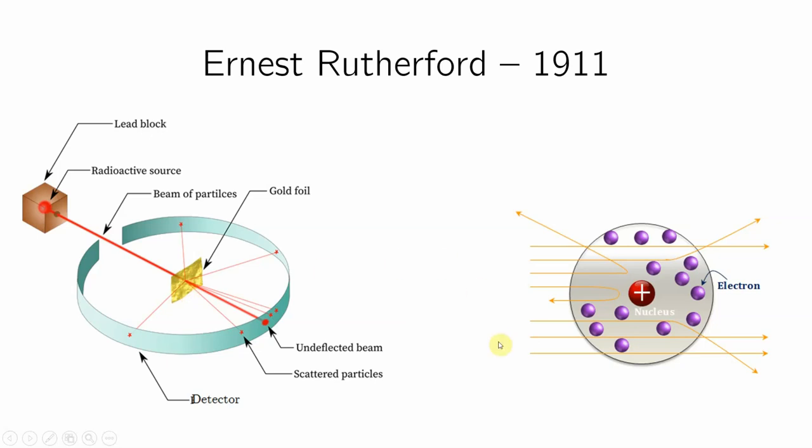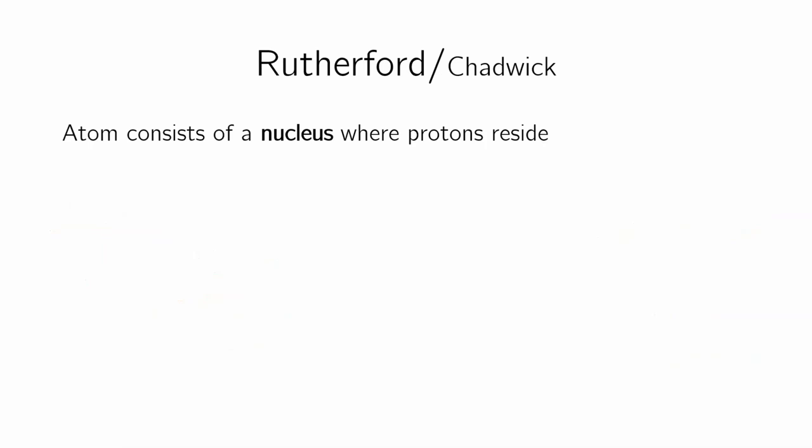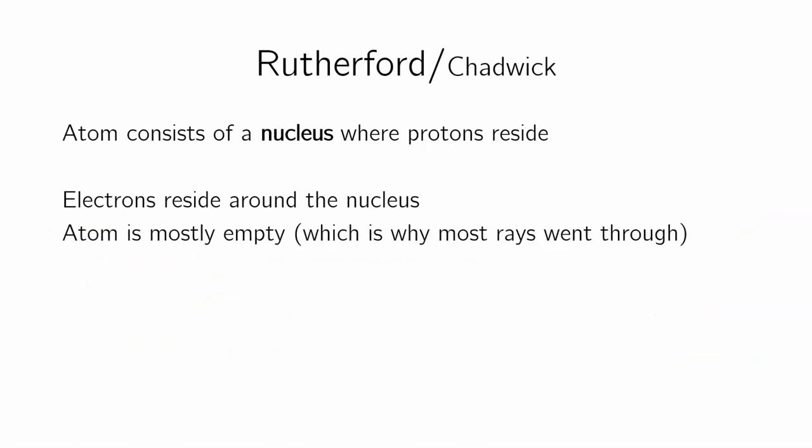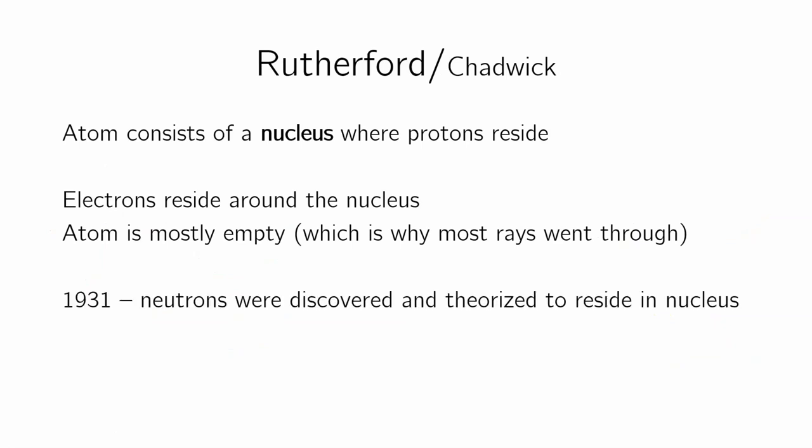He changed the model of the atom to look like this, with a big positive in the center. And he said that the center of it is called the nucleus, where the protons hang out. Okay, and the electrons go around the nucleus. The atom, they said, is mostly empty space, which is why most of those rays went right on through, because most of it is empty.